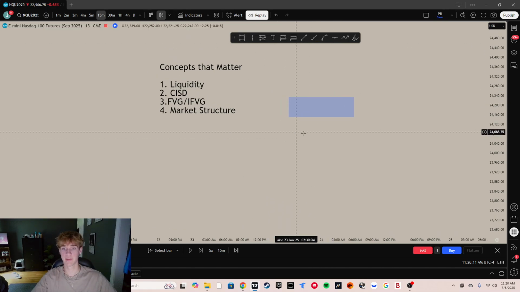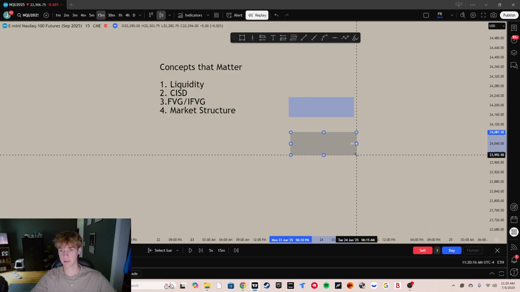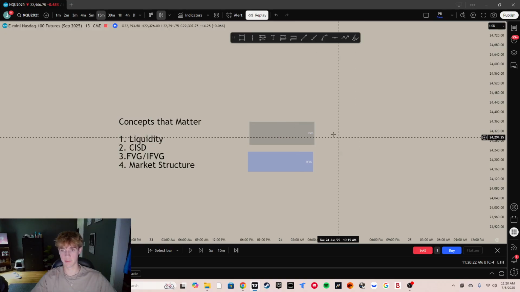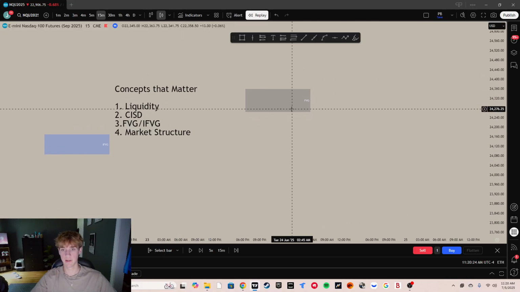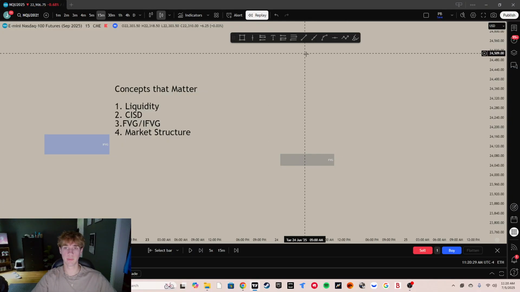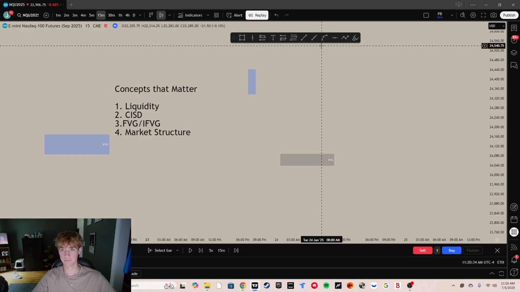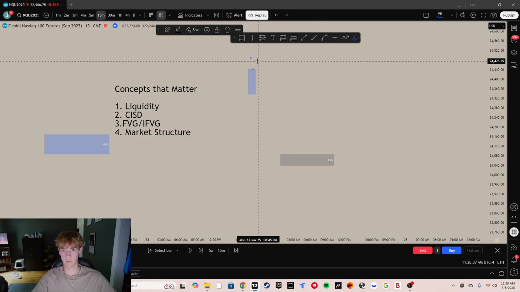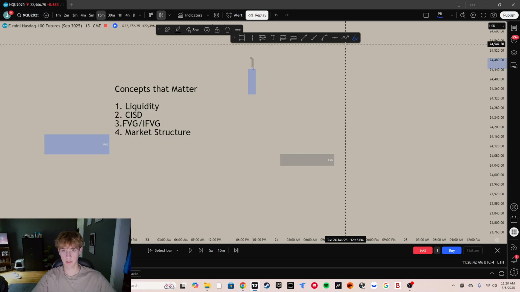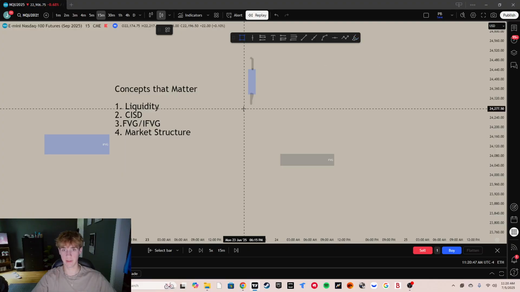Next, fair value gaps, inverse fair value gaps. These are my favorites, and I pretty much base a lot of my model around them. You have regular fair value gaps and inverse. What I like to see for a fair value gap, or what is a fair value gap? It's a volume imbalance within the market. So if we see a candle, let's make this black or something. Your wicks are here, right? And then we have another candle here.